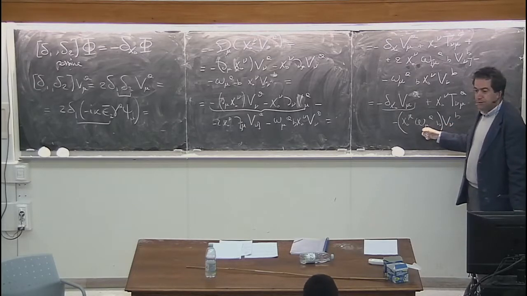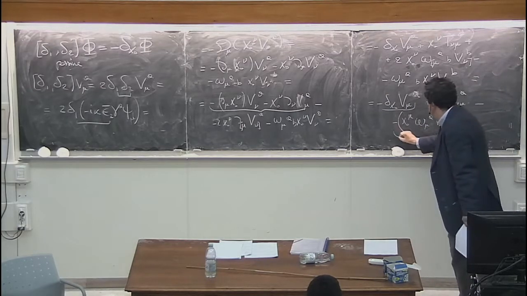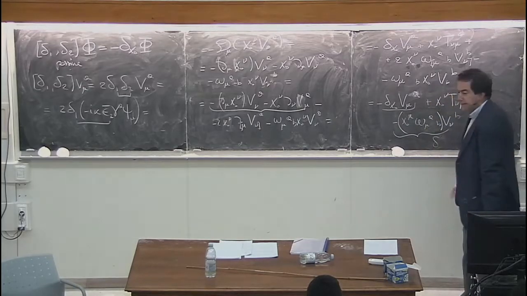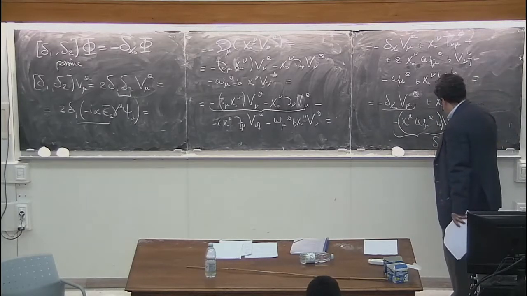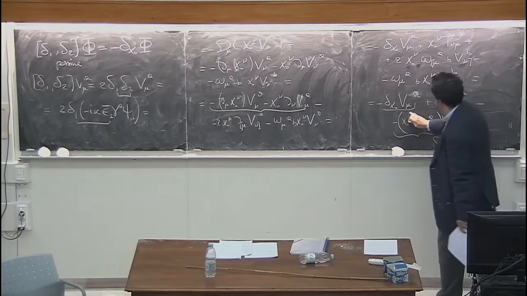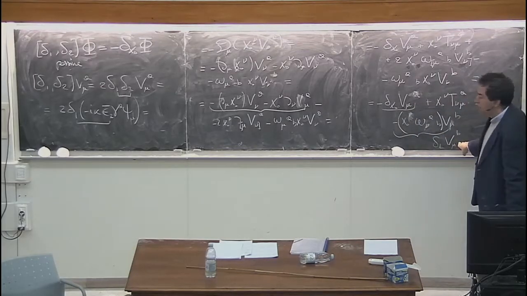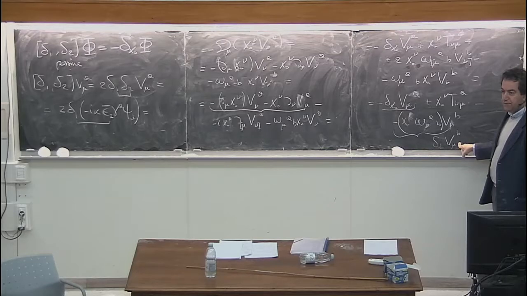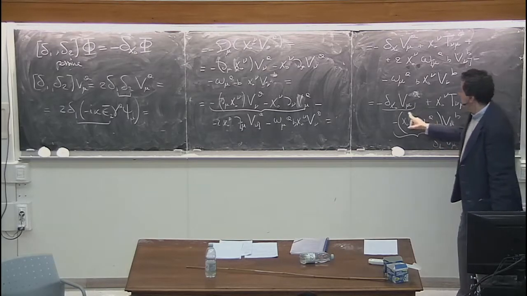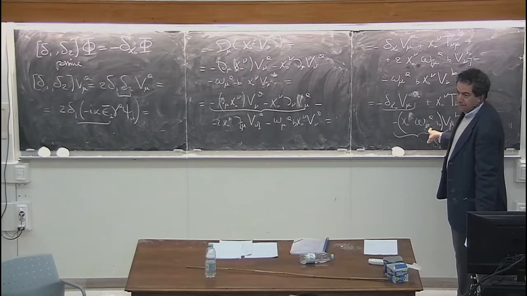How do we interpret this one? This, you see, is a delta Lorentz of V mu b. Let's write nu mu. This is a Lorentz variation, a local Lorentz variation of the Vielbein, with the parameter which is this one, which depends on the connection.